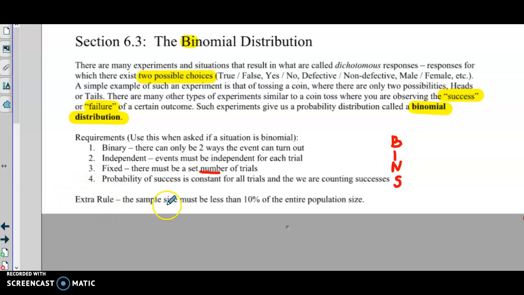Last thing, the extra rule it has here: the sample size must be less than 10% of the population size. That goes along with independent. Think about drawing cards. If you pick from a deck of cards, we always replace them. But there are many things in life, experiments and simulations and surveys, where we can't technically replace when we sample. So as long as what we sample is less than 10% of the population, that independence condition will still hold without replacing.